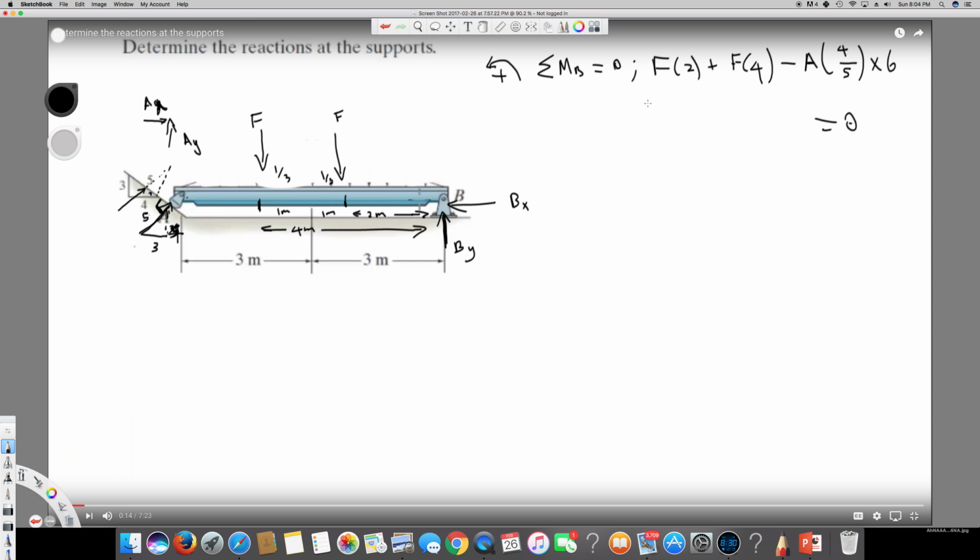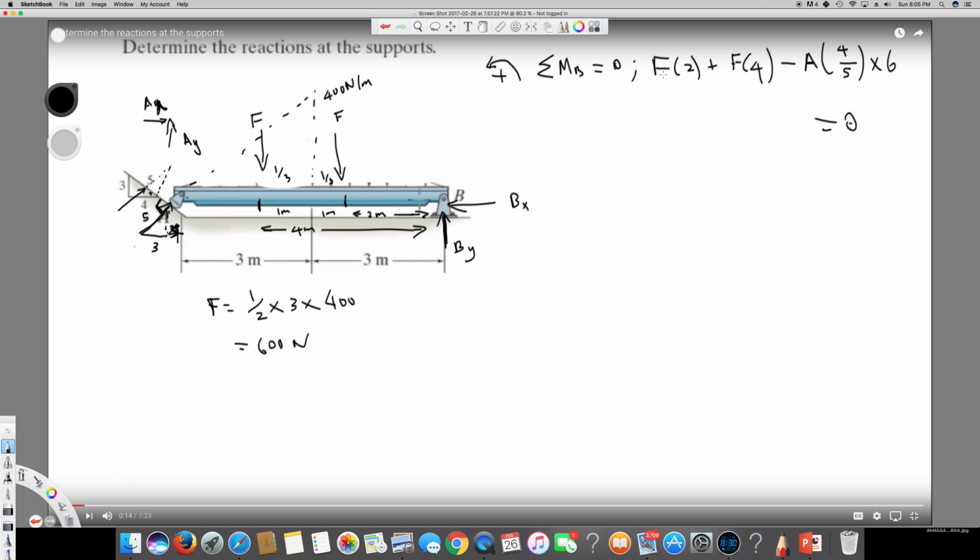We can calculate the force by using the triangle formula. We know this is 400 Newton per meter acting on here, and if we find the area of the triangle, it's going to give us the force. So to find the area of the triangle, I have to use half times width times height. Half times width is going to be 3 meter, and the height is, we know, 400 Newton per meter. So if we calculate, it's going to be 600 Newton.